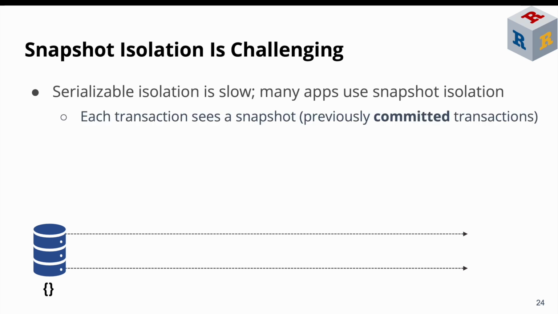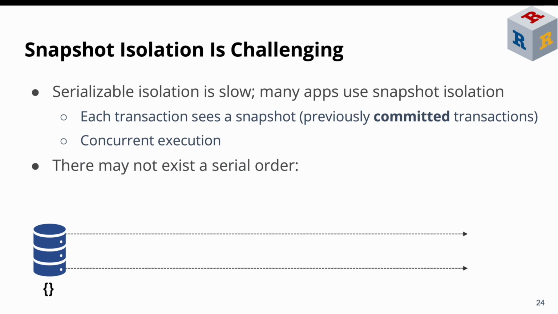In snapshot isolation, each transaction sees a snapshot of the database, which contains all transactions committed before it starts. A transaction cannot see other uncommitted transactions. Therefore, transactions can run concurrently on their own snapshots without interference. This sounds great.